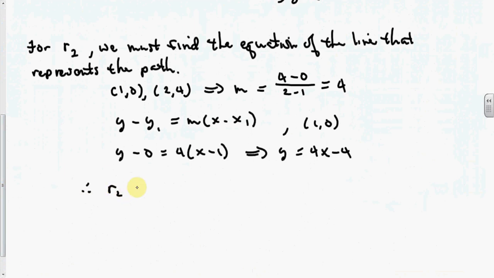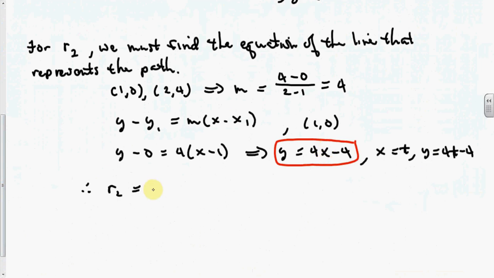So that means that R sub 2 is here. You see it, x is equal to t, and y is equal to 4t minus 4. And I get it all from this equation here. I just replace the x with t. So here, R of t is equal to ti plus (4t minus 4) times j.